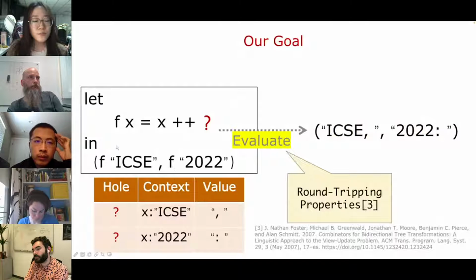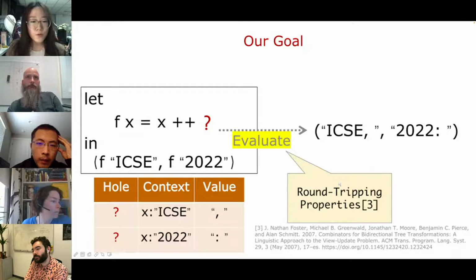Interestingly, we run the program with hole bindings again to get the output that is exactly the tuple that we previously changed the incomplete tuple to. This means that our system satisfies the round-tripping properties.